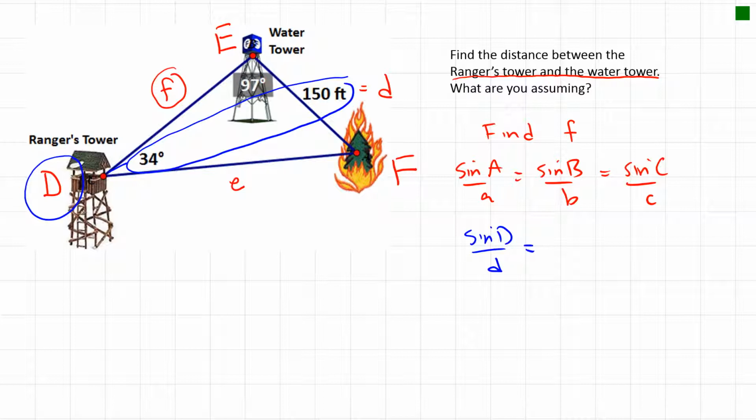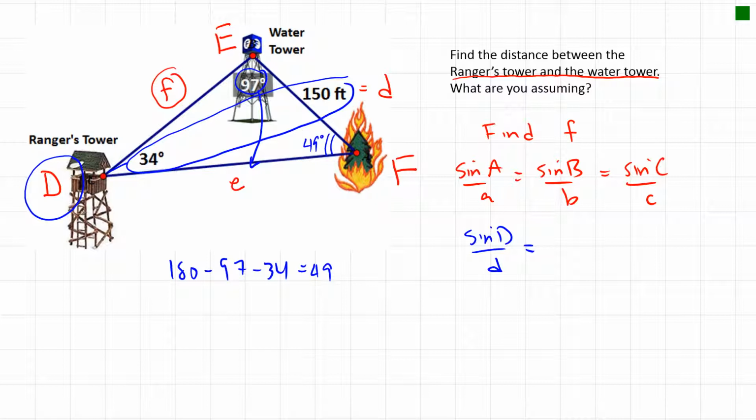And now I need another ratio. I do know angle E, but I don't know its opposite side, and I really don't care. I don't care about that distance. I want angle F, but I don't have this angle. Oh, wait a minute, I do. It's 180 degrees in a triangle, so 180 minus 97 minus 34 gives me an angle of 49 degrees. So this angle is 49 degrees.